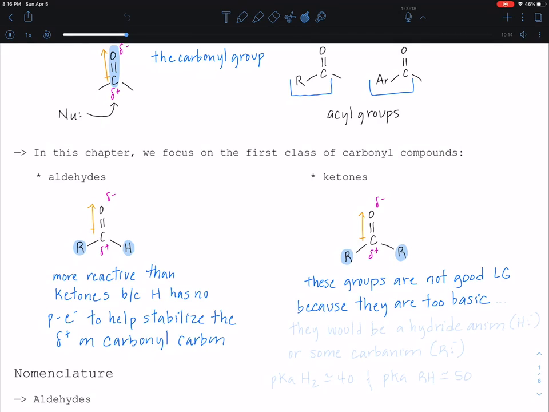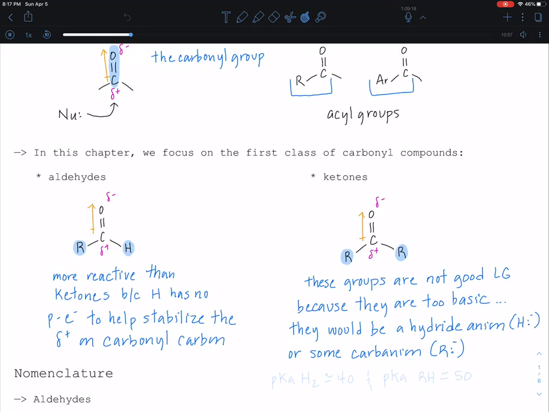What do I mean by that? So first of all, if they did leave, they would be a hydride anion. So what is that? That's hydrogen, right? With an extra electron and a negative charge. Or, in the case of the alkyl group, some carbanion. And very generically, we can just do R with some electrons and a negative charge.